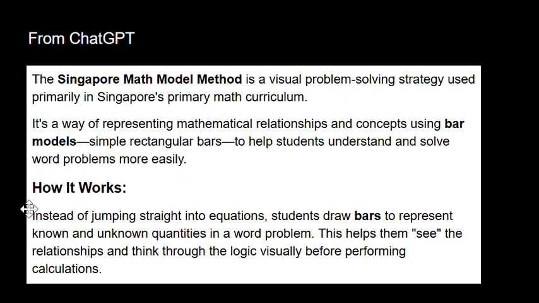So how does it work? Instead of jumping straight into the equation, students will draw bars to represent the known and the unknown quantities in the word problem itself. This will help them to see the relationships and think through logically, visually, before performing calculation. This last part is very important because a lot of us tend to straight away use the algebra method and jump to conclusions. But as you can see in the videos that I created, the moment you draw out the bar model, the solution is actually already there.